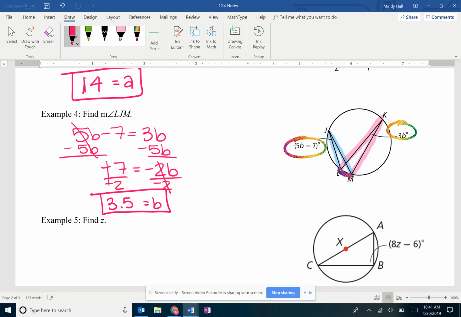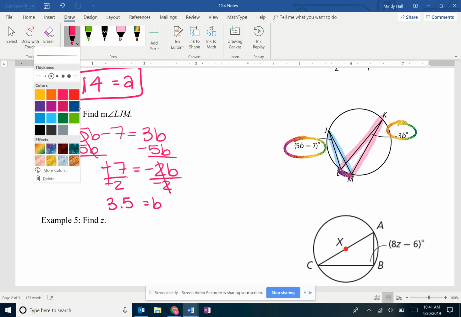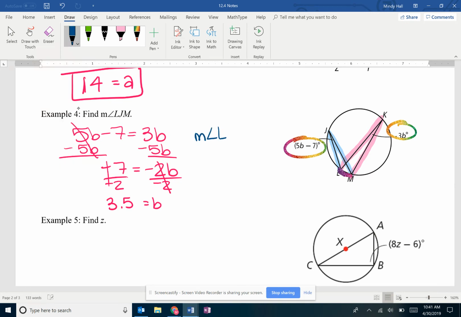Okay, so then, oopsie, didn't follow directions. We want to find what is LJM. Let me change the color. The measure of angle LJM is going to be equal to 5b minus 7. So we're going to have 5 times 3.5 minus 7. And I do not actually have a calculator handy. So 5 times 3. Oh, this is annoying.